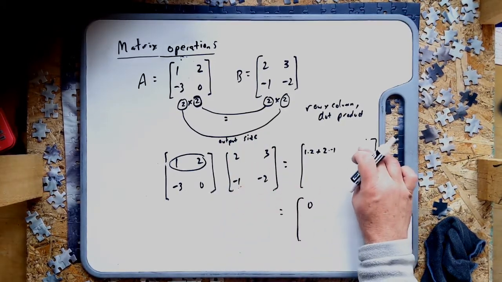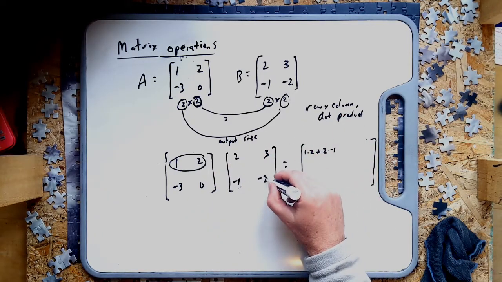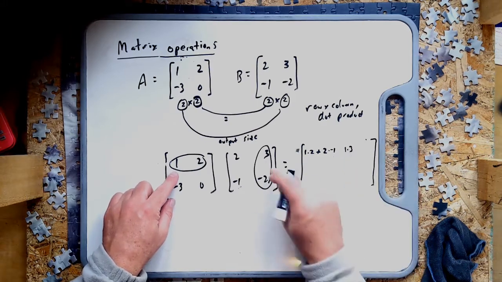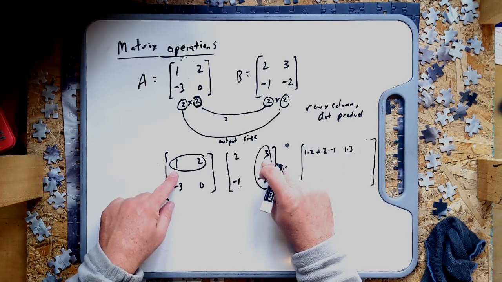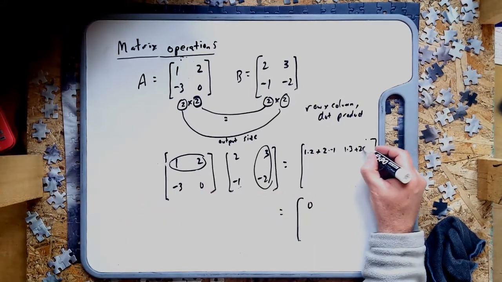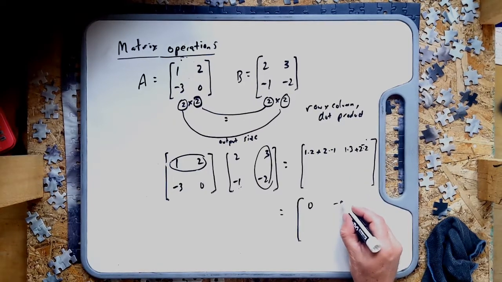Now to get the second element over here, I'm going to take row 1 and multiply by column 2. Again, row times column. So it's 1 times 3, first element times first element, plus second element times second element, 2 times negative 2. Or in other words, 3 minus 4, or negative 1.